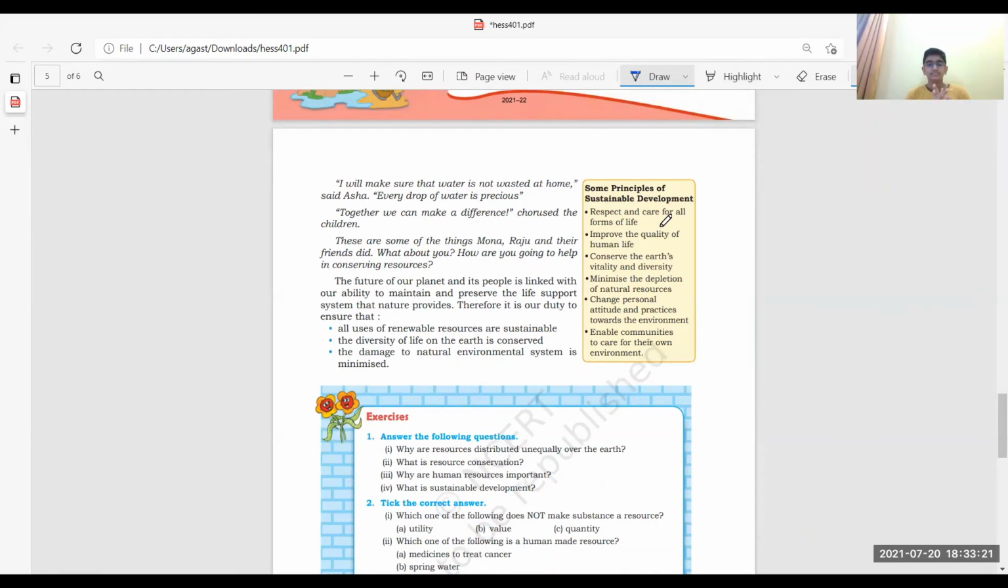Now we have a few points over here. All uses of renewable resources are sustainable. The diversity of life on the earth is conserved. The damage to the natural environmental system is minimized. It means you have to sustain the way you use the renewable resources, and the diversity of life on the earth is conserved. The damage to the natural environment should be minimized. It's not "is", it should be minimized.